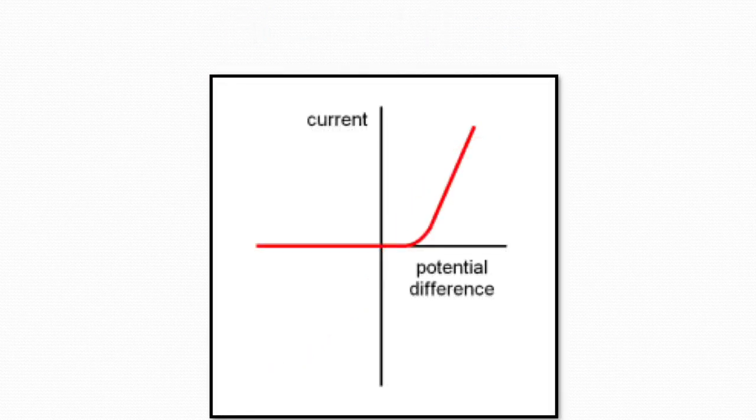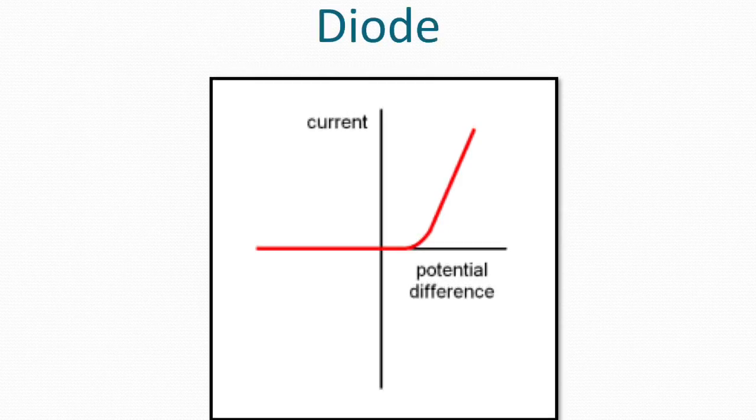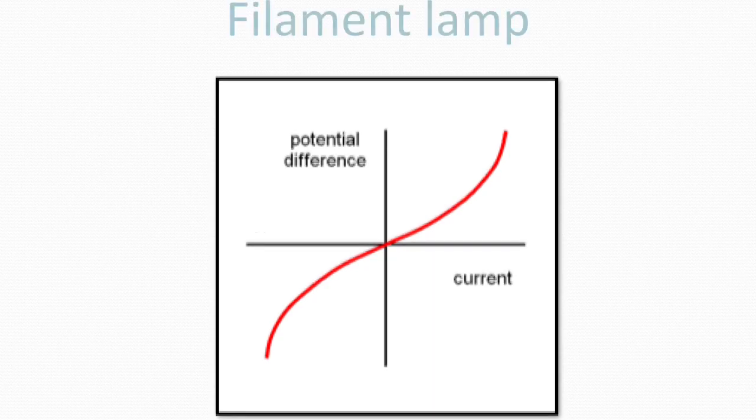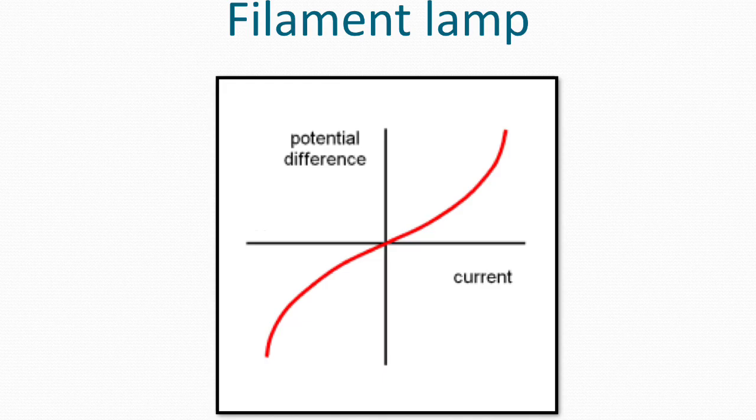And what component would this characteristic graph be for? This would be a diode, which lets electricity flow in only one direction. And finally, a slightly tricky one. What component would this be? It would be a filament lamp again, but in this case, the X and Y axes have been swapped over.